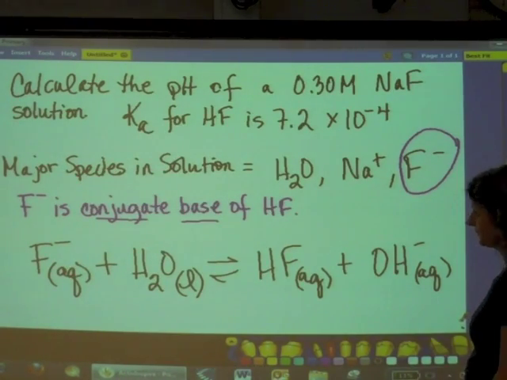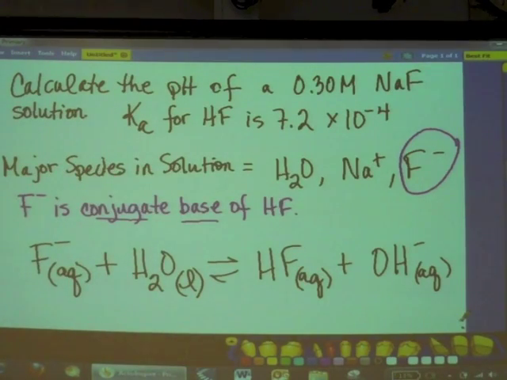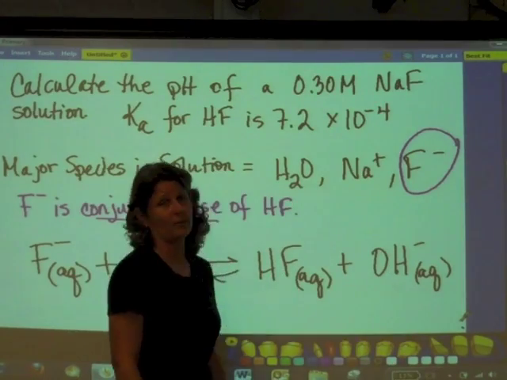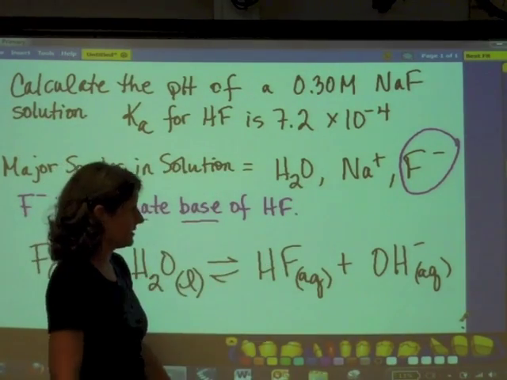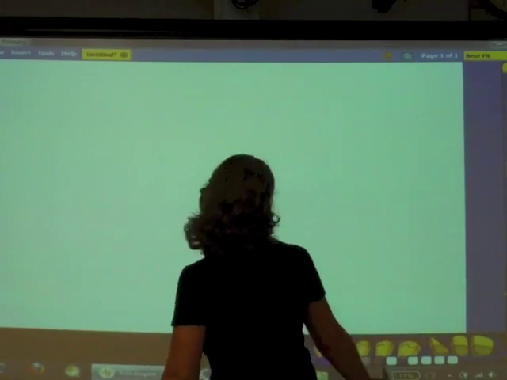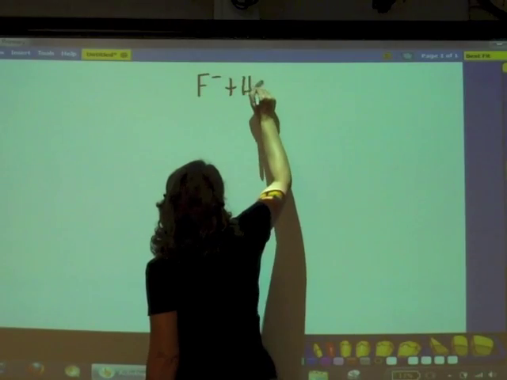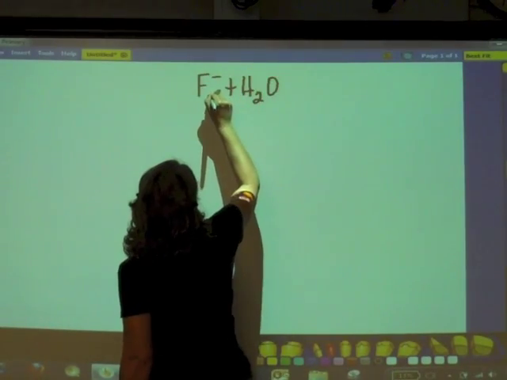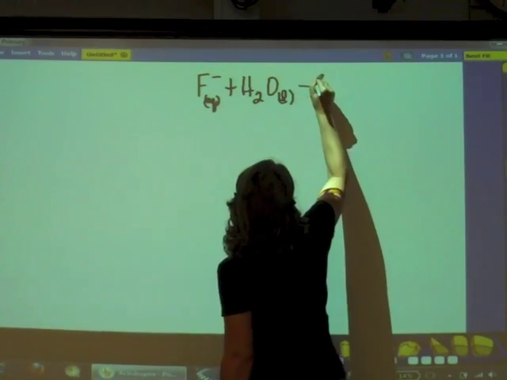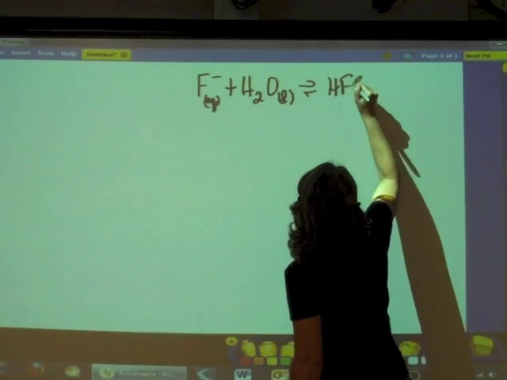Now, what are we trying to do here? We're trying to find the pH. What do we have? Well, we've got hydroxide. So, you know, that's going to help, right? That's going to get us there. So, plus water. That's liquid. This is going to be HF, aqueous.